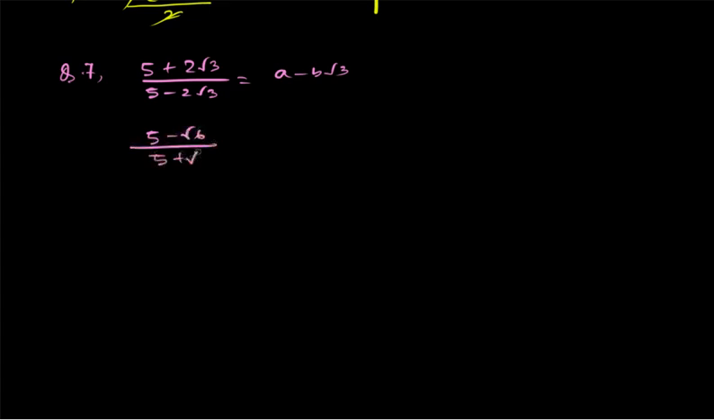So let me give you a few such questions which you have to solve and write down the answer in the comment section. Okay, pause the video and solve these questions. The questions are: 5 plus 2 root 3 by 5 minus 2 root 3 equals a plus b root 3. You have to find the value of a and b. Second question is 5 minus root 6 by 5 plus root 6 equals a minus b root 6, and you have to find the value of a and b.